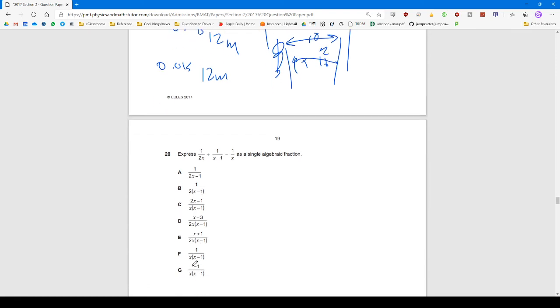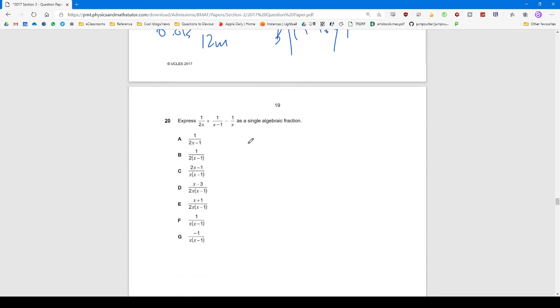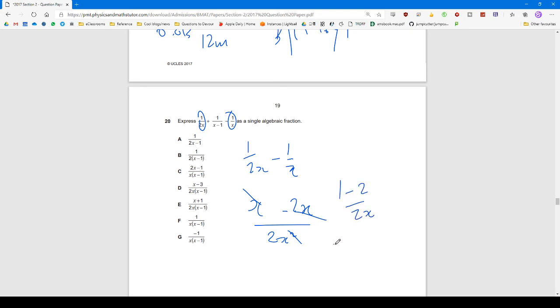Okay, next question. Express this as a single algebraic fraction. This one is easiest because there's only one term at the bottom, so almost 2x minus 1 over x. Multiply out: x minus 2x over 2x squared. Divide both sides by x, so that's 1 minus 2 over 2x, minus 1 over 2x. And then plus 1 over x minus 1.